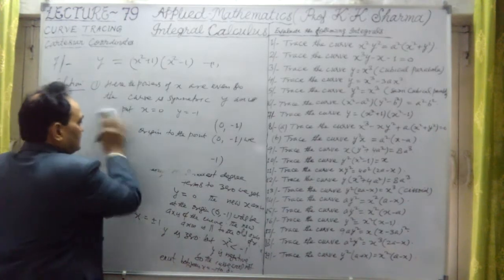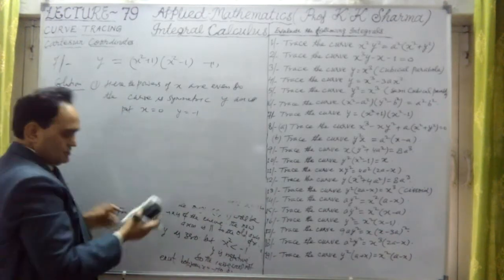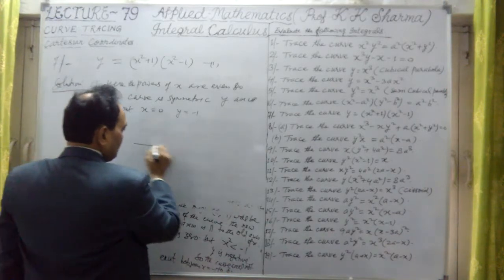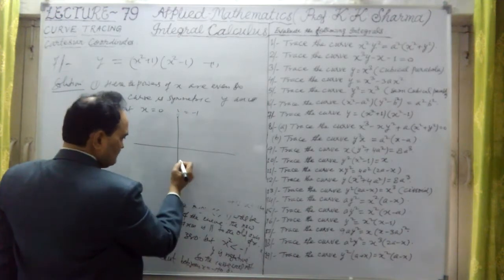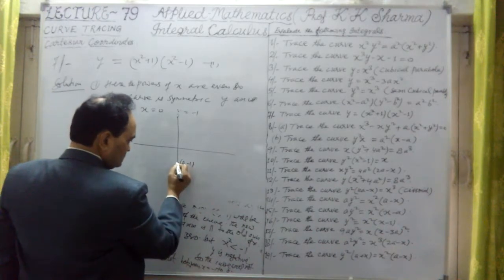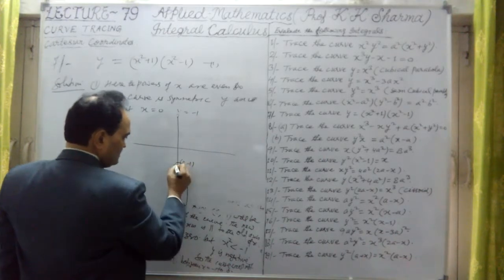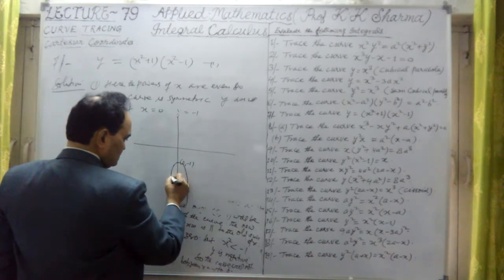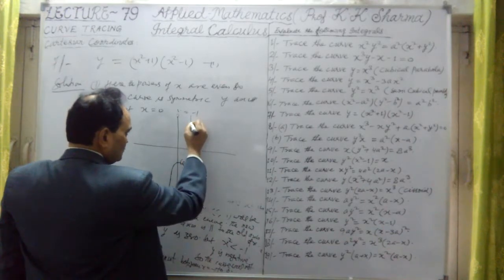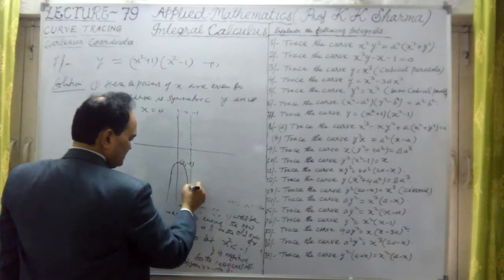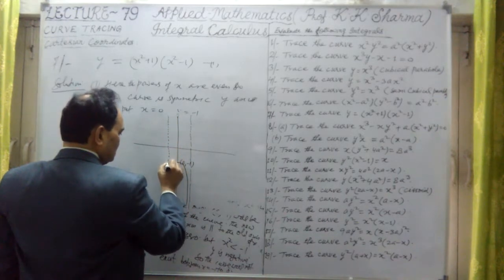Let me take the tracing of the curve now. What type of curve tracing will be here? First of all, this is the y-axis here. One of the points is 0, minus 1, so the curve is passing through this. This is one of the curves here. And x equal to minus 1 and x equal to plus 1 are these lines, because between these two lines the curve will not exist.